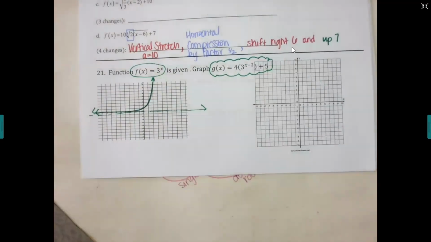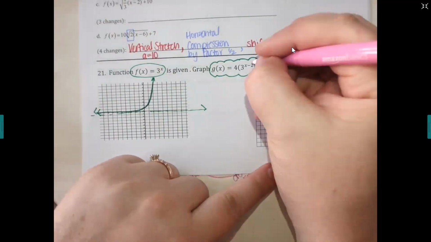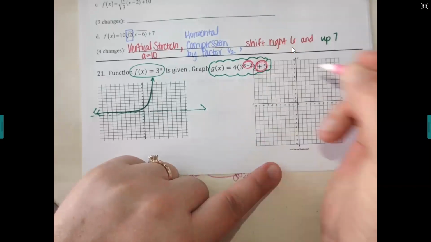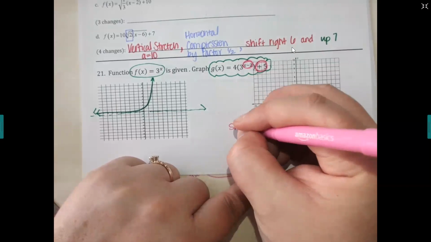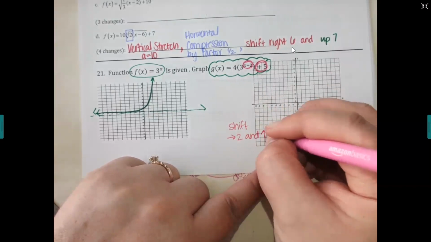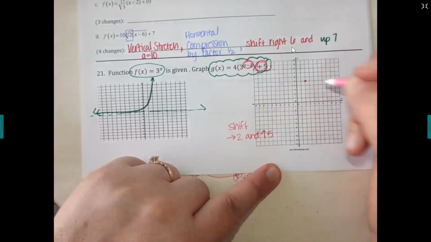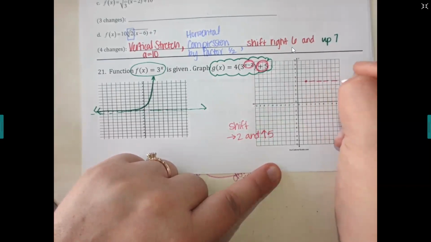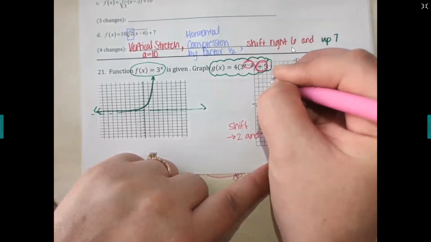The first thing I notice is I have a -2. What does that mean that I should do horizontally? Which way are we gonna move it, left or right? To the right 2, and then up 5. So I'm gonna put shift to the right 2 and up 5. So that would now be here. Okay, then I want you to draw in your horizontal asymptote, which would run like this. So I took that graph and I'm basically just sliding it over and then up.